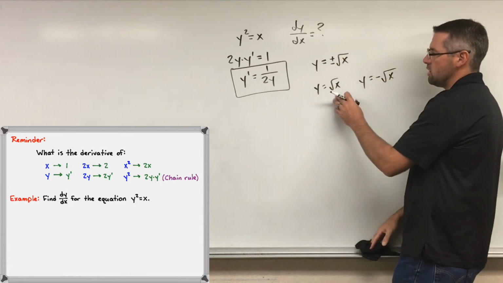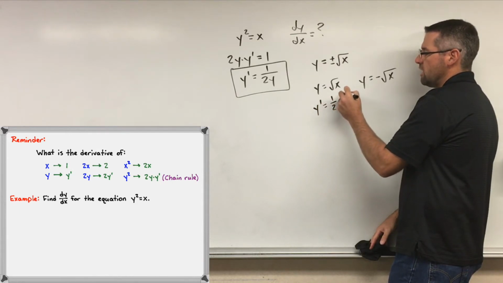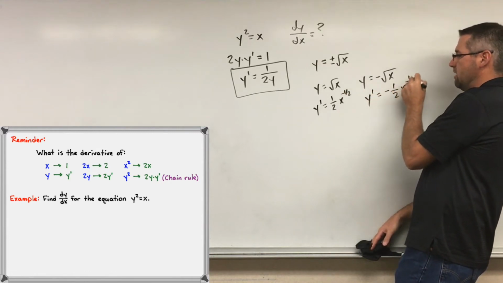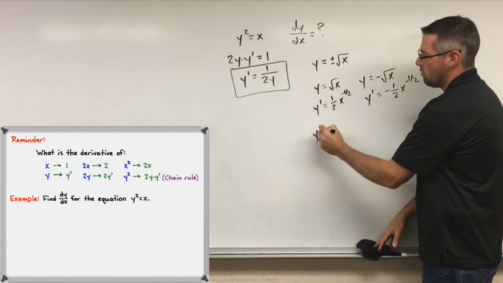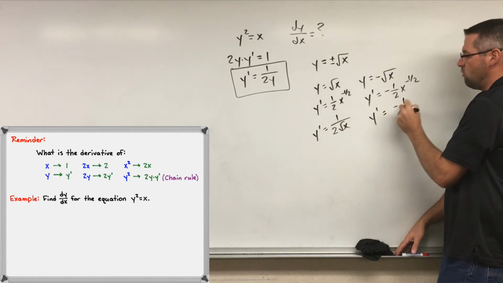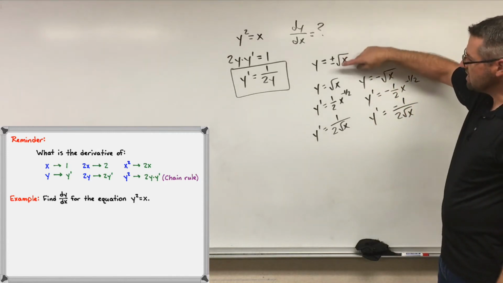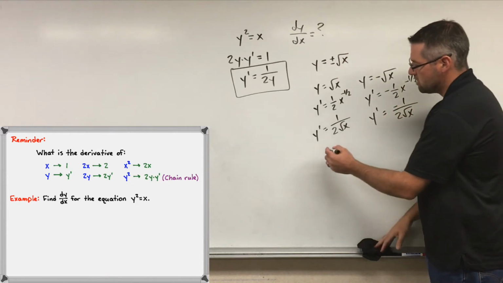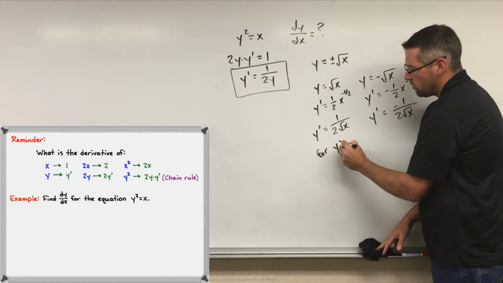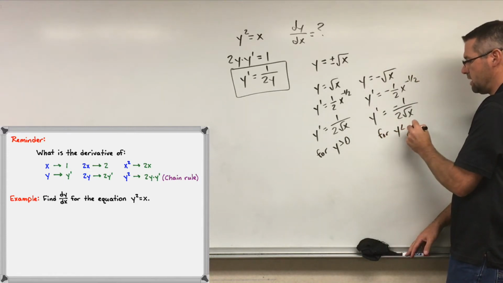So let's take a look here. If I were to take the derivative of this, we'd get y prime equals 1/2 x to the negative 1/2. And then here we get y prime equals negative 1/2 x to the negative 1/2. Simplifying this, we end up with y prime equals 1 over 2 root x. And then here we get y prime equals negative 1 over 2 root x. Now, there's a range restriction here because this is dealing with the top half of the parabola. So we would say that this is true for y greater than 0, and this is true for y less than 0.